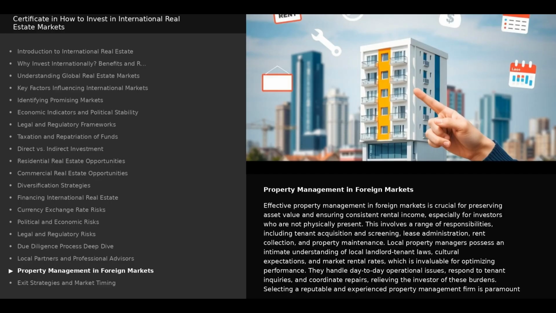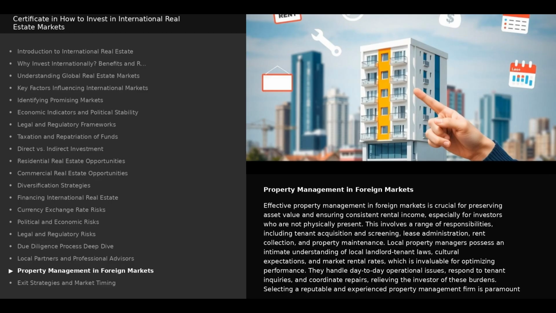Property management in foreign markets. Effective property management in foreign markets is crucial for preserving asset value and ensuring consistent rental income, especially for investors who are not physically present. This involves a range of responsibilities, including tenant acquisition and screening, lease administration, rent collection, and property maintenance.